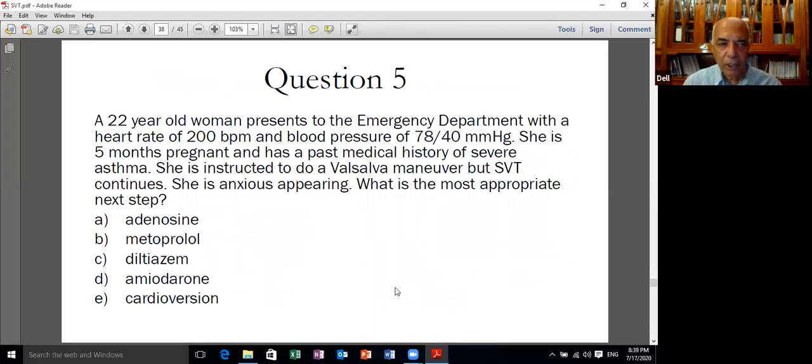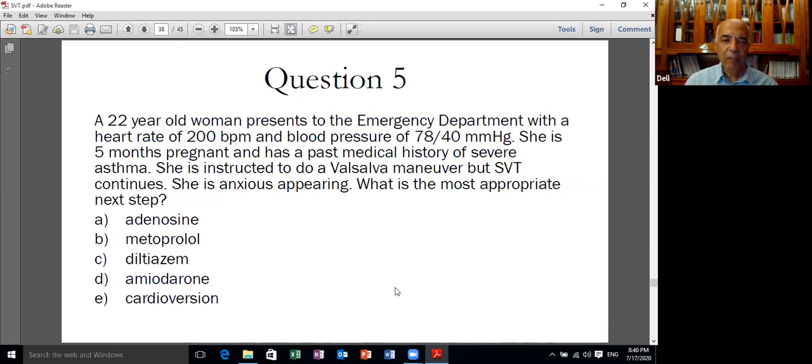Now this is the last question. A 22-year-old woman presents to the emergency department with a heart rate of 200 per minute and low blood pressure, 78 over 40 millimeters of mercury. She is 5 months pregnant, and she has a past medical history of severe bronchial asthma. She was instructed to do a Valsalva maneuver, but the supraventricular tachycardia resisted the Valsalva maneuver and continued. She is anxious appearing. So what's the most appropriate next step? Give adenosine, give metoprolol, give diltiazem, give amiodarone, or cardiovert.